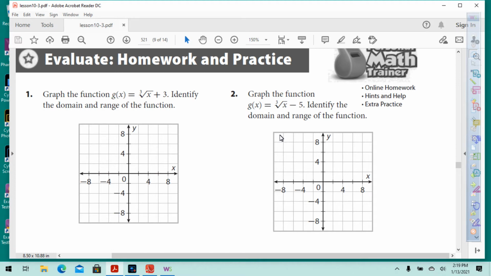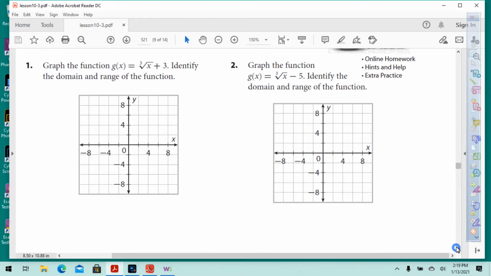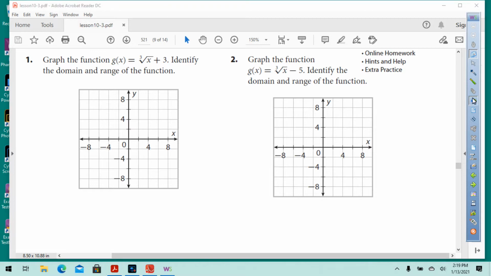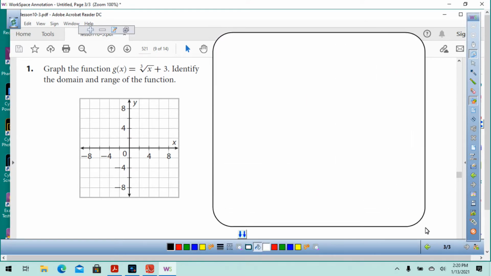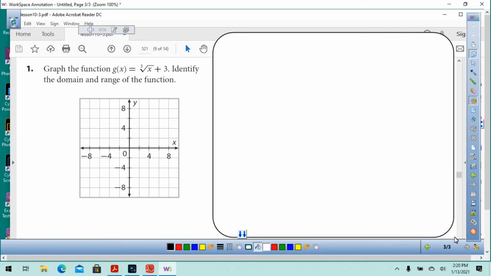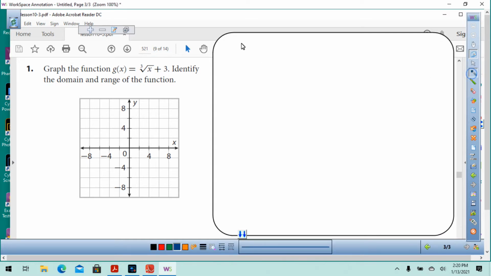Lesson 10-3, page 521. It says, graph the function g of x equals the cube root of x plus 3. Identify the domain and the range. I'll scoot it up a little bit, and I need me some real estate here. Now, before we do that, let's take a look at this equation here.